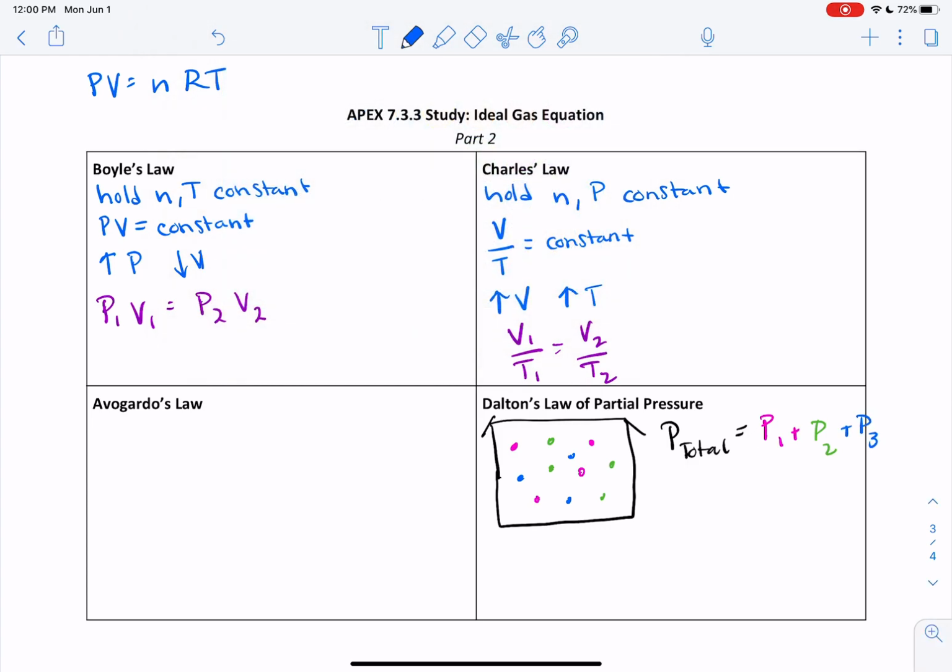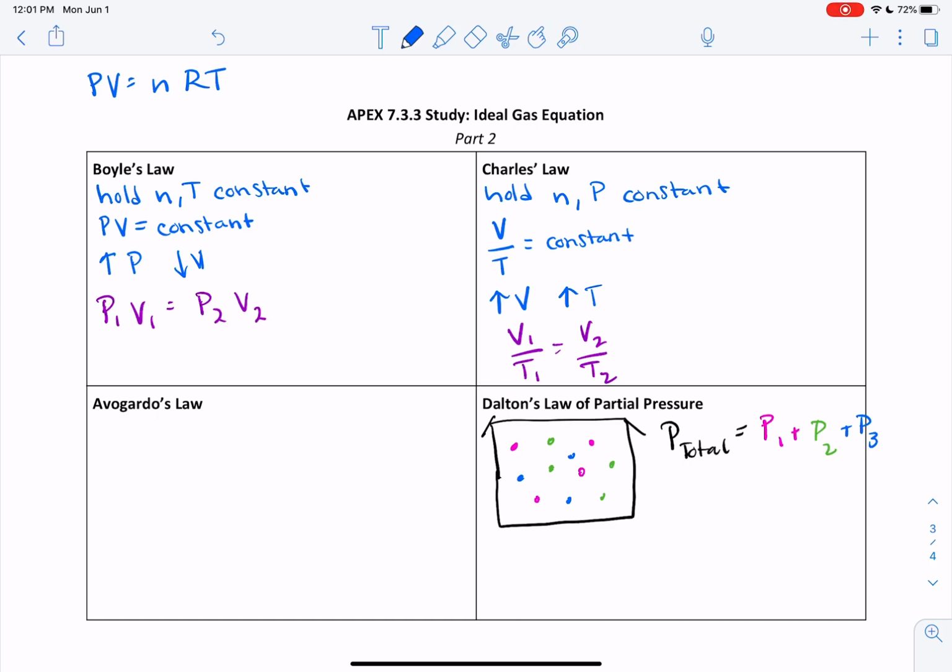So Dalton's law of partial pressure just says if you have a container with lots of different particles, it has nitrogen, it has hydrogen, it has oxygen, then the total pressure is going to be the sum of the partial pressures of the nitrogen, the hydrogen, and the oxygen, okay? So you just add up each individual pressure to get the total pressure. That's what Dalton's law of partial pressure says.